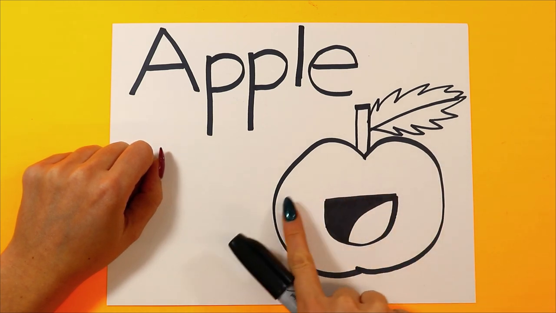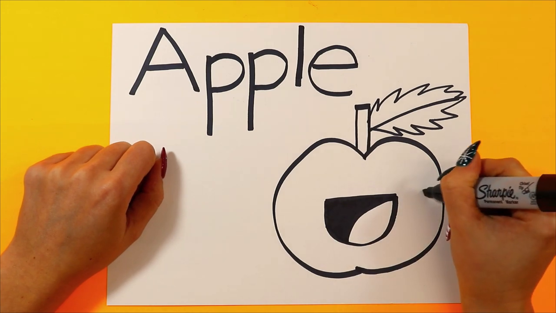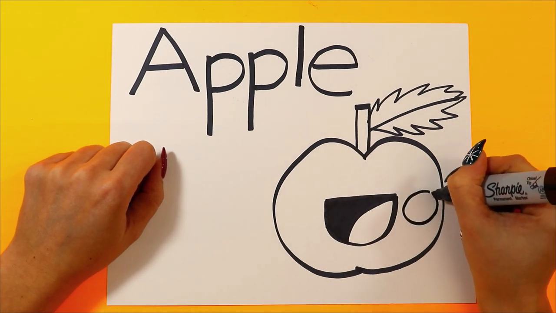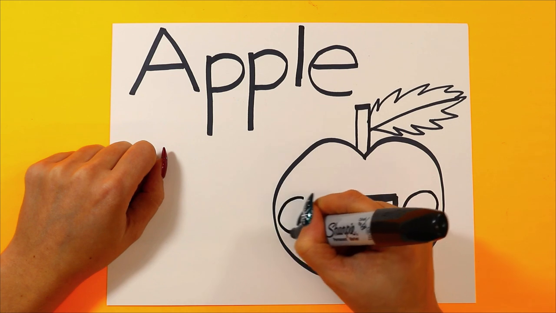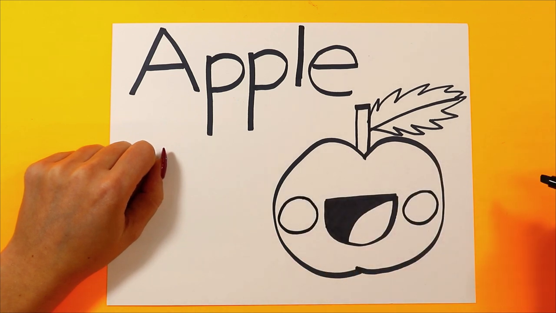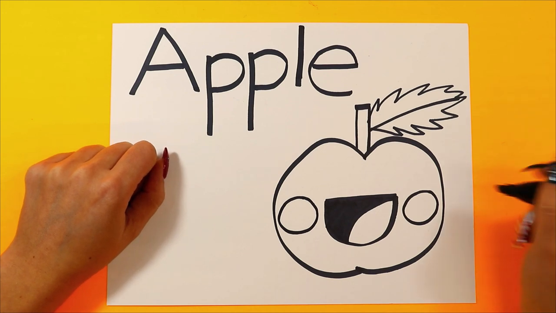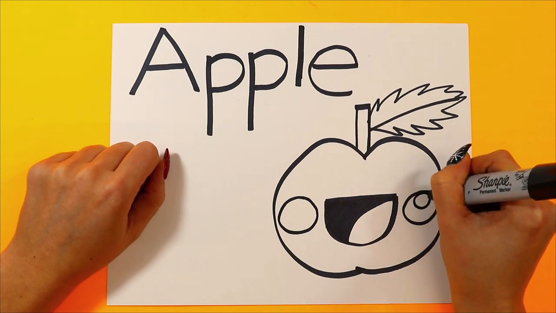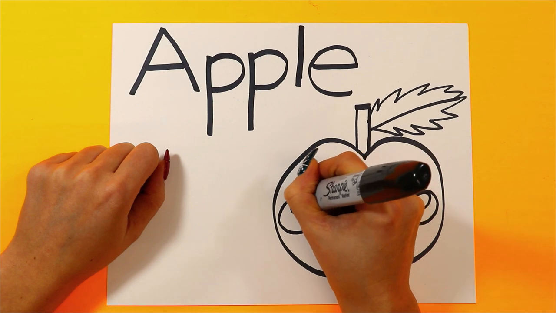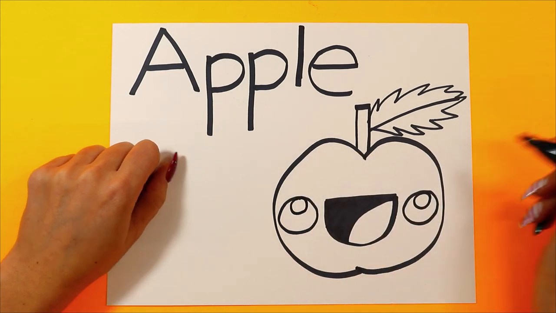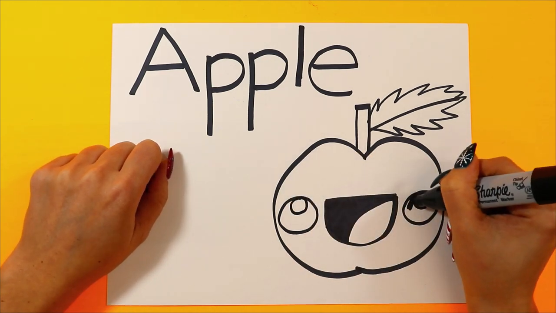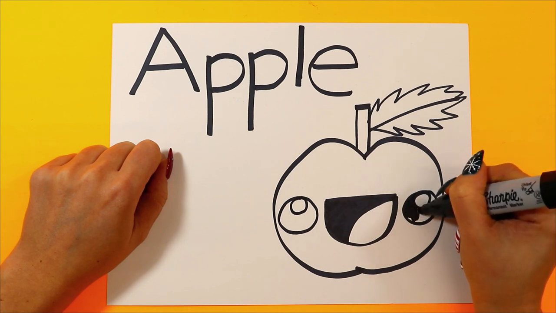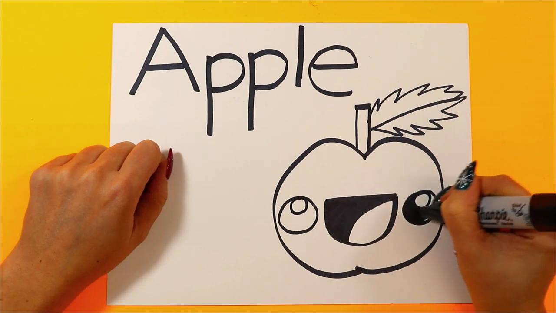On either side of the mouth, let's draw a circle, two circles to make two eyes. In each circle, let's draw a smaller circle. And let's color in the dark of the eyes, leaving those circles white.